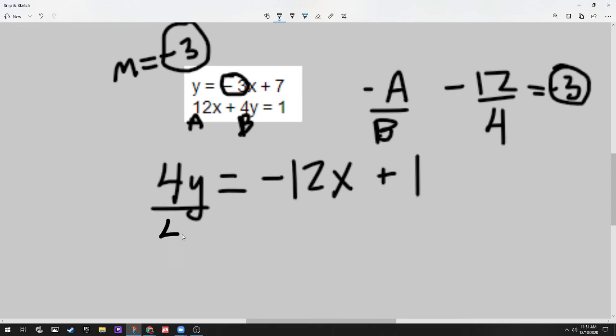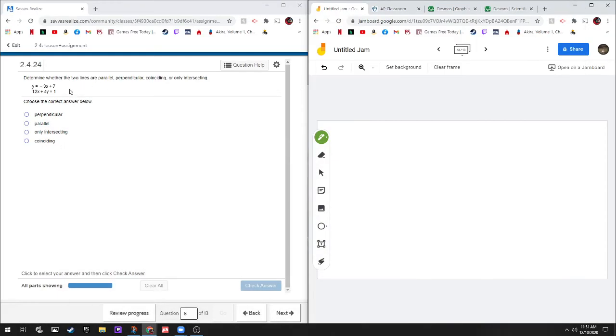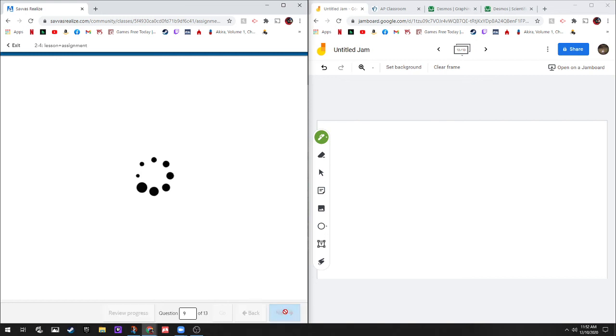Now, when I divide both sides by 4 here, this is actually where I'm going to stop. See how this one says -3x plus 7? Is this one going to say -3x plus 7? Is 1 divided by 4 7? Since it's not, I know that they're not the same line and they're just parallel. But they could have been coinciding if they both had gotten a 7 there.